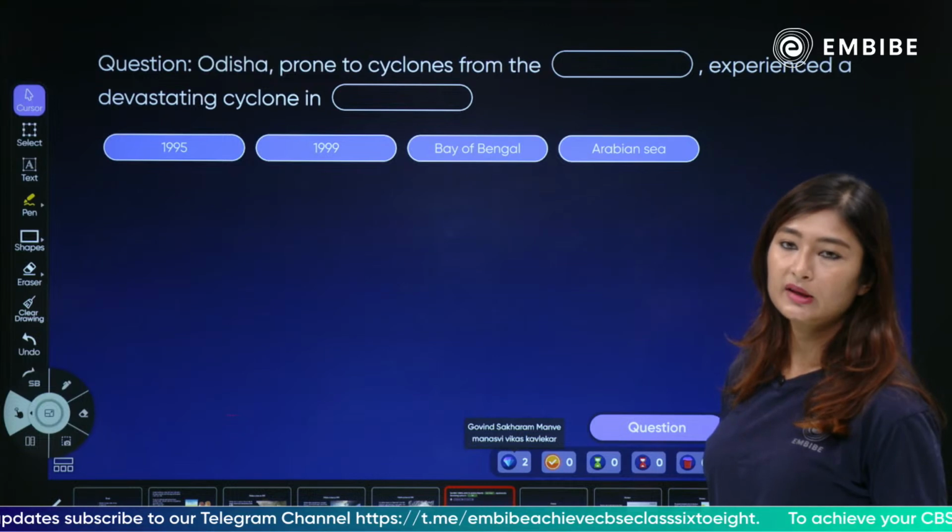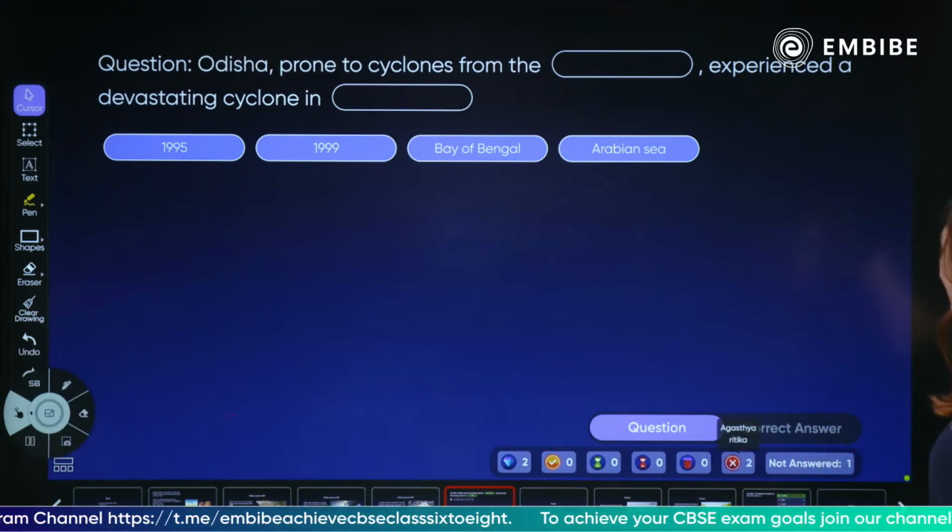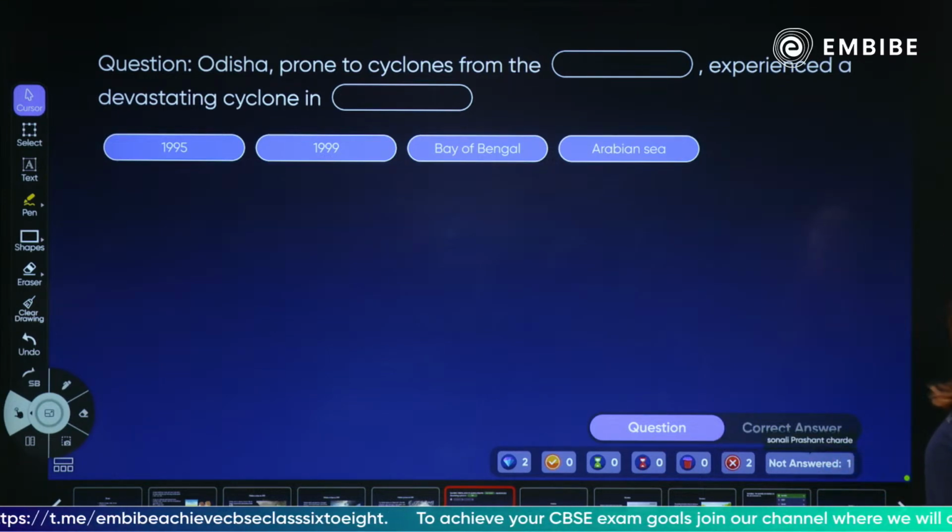Govind Manasvi, absolutely correct answer and perfect timing. Good job. Agastya and Ritika have also taken an attempt. Okay. Sonali, waiting for you to answer.